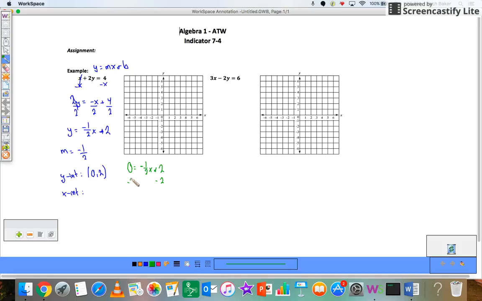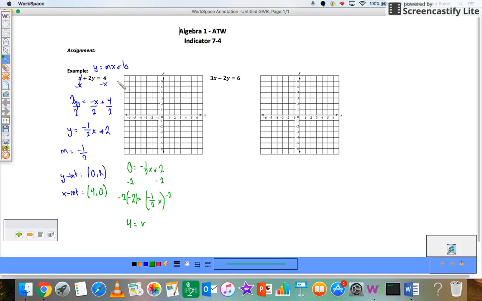Now what we would then do is subtract 2 from both sides. So I got negative 2 is equal to negative 1/2 x. Okay, and then we want to get rid of that fraction. So what we would look to do is multiply both sides by negative 2, which would give us 4, because that would cancel out, which means that our x-intercept is 4, 0.